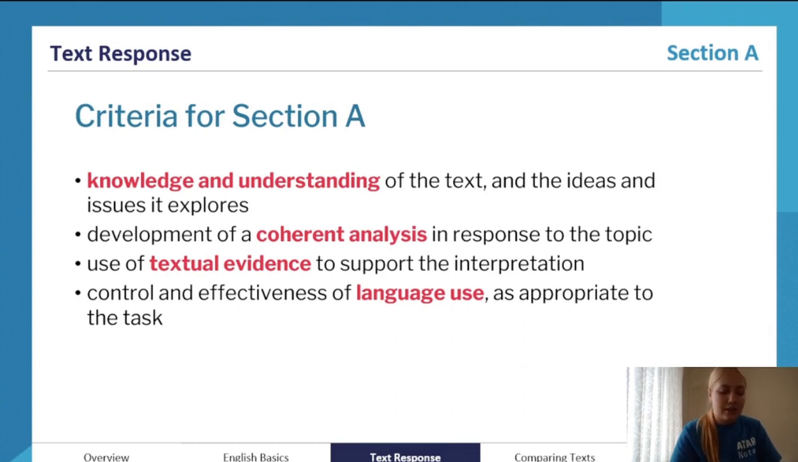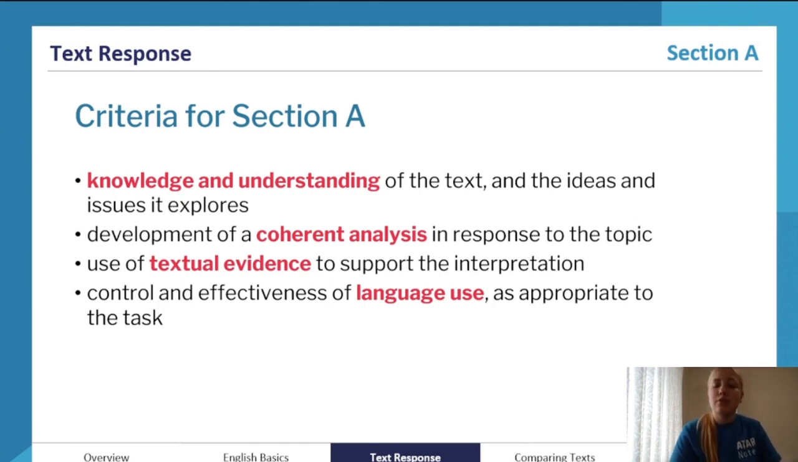Now, your criteria for Section A: you're expected to have knowledge and understanding of the text and the ideas and issues it explores. This encompasses your authorial intent, your views and values messages, your ability to craft a solid interpretation. Then you have your development of a coherent analysis in response to the topic. So, a good, well structured essay with lots of analytical links being made that are strong. And again, avoiding things like summary and irrelevant evidence, evidence not related to the prompt. Anything not related to the prompt should not be in there at all.